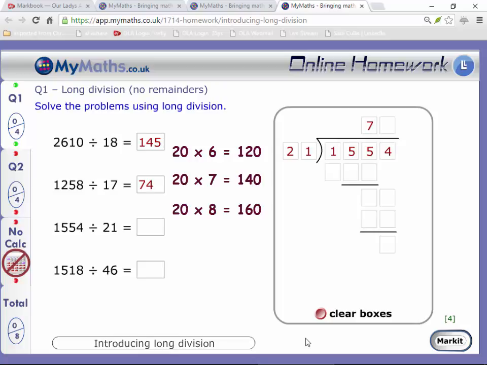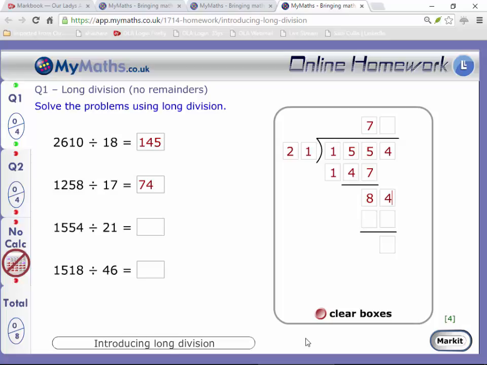7 ones are 7. 7 twos are 14. Subtract 147 away from 155. I should be left with 8. 8 is less than 21, so 7 looks right. Now I'll bring the 4 down because I haven't got rid of that yet. And I've got to get 21 into 84.